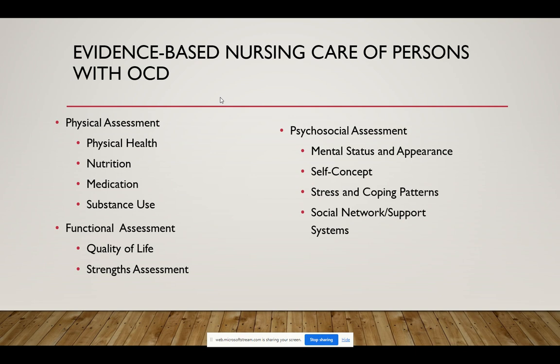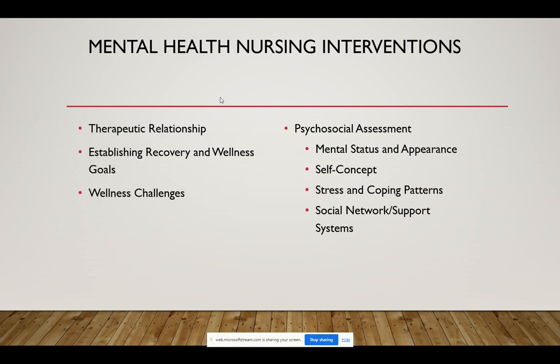Stress and coping patterns. How do they cope? Can we find a positive coping pattern to help these individuals? And then how's their social network and their support system? Again, it's really important that we have a therapeutic relationship with this patient, establish trust so we can work towards recovery and wellness.